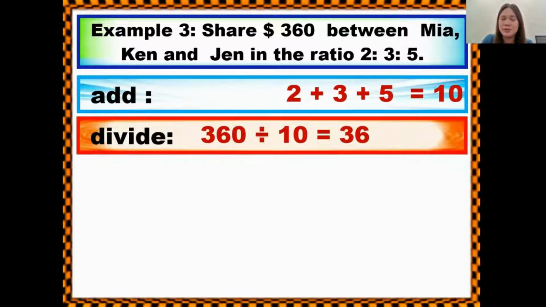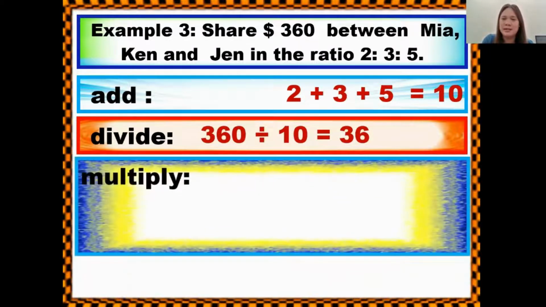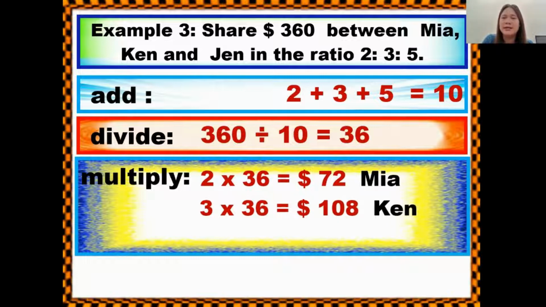And the next step is to multiply. Multiply each number in the ratio by 36. So the first part, which is for Mia, 2 times 36 is $72. And for Ken, 3 parts will go to Ken. So 3 times 36 will be $108. And lastly, for Jen, 5 parts, so 5 times 36 will give you $180.